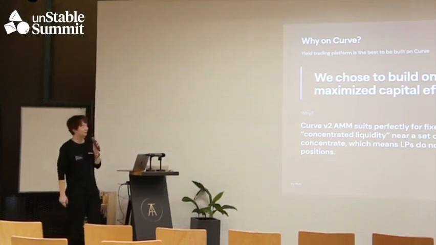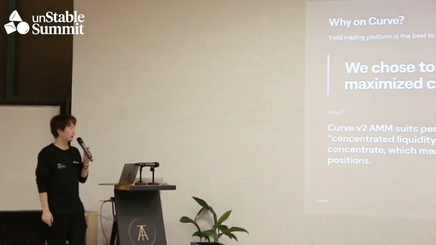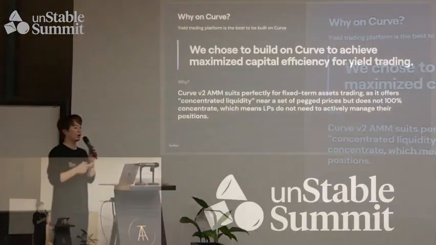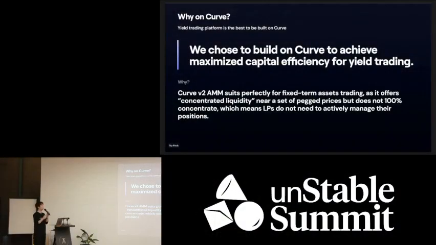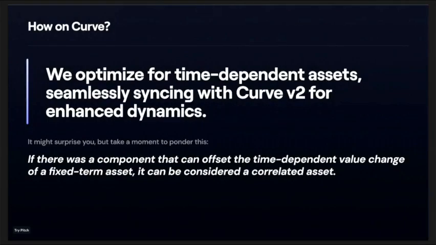So we chose to build on Curve to maximize capital efficiency for ETH trading, because the Curve AMM sits perfectly for fixed term asset trading if we can handle the specific part where we need to handle the time-dependent value. If we can do that, then Curve would be the best place to do this trading. So we built a specific AMM to optimize time-dependent value so that we can make the rest of the trading on top of Curve.